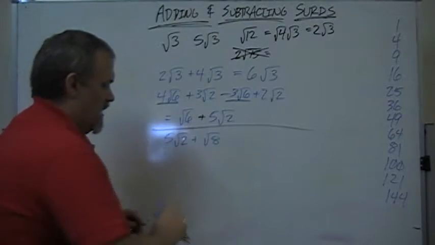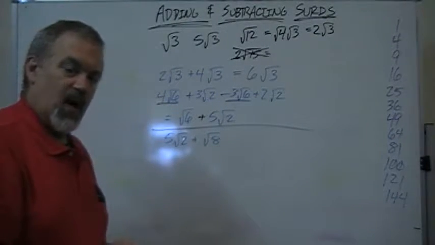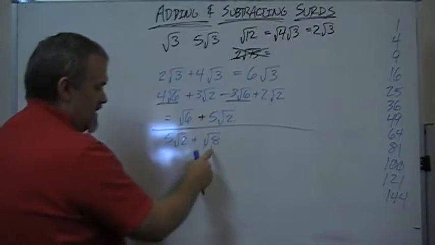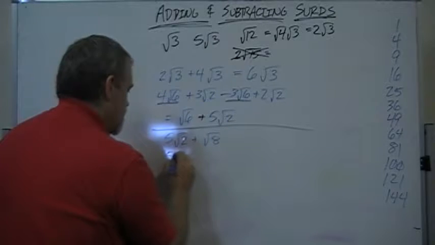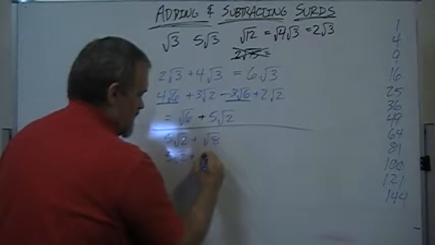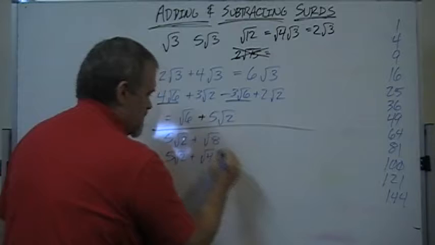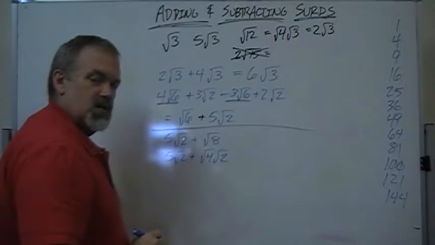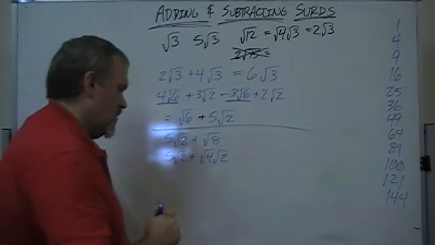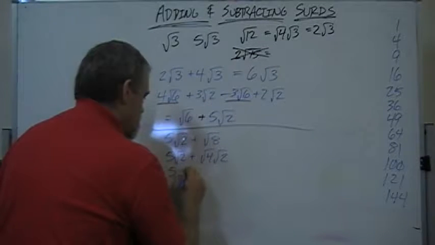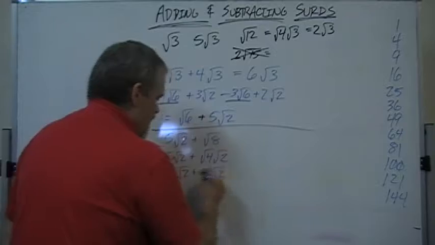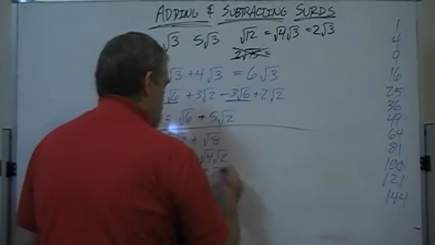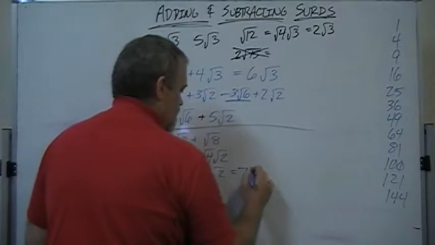So this, root 8, can be simplified to what? Well, we think about what's the biggest square factor that I can take out, and I can take out 4. So we get 5 root 2 plus root 4 root 2, since 4 times 2 is 8, and then we say, well, what is the square root of 4? 2. So we're left with 5 root 2 plus 2 root 2. Now we have like surds, so we can add them together, which gives me 5 and 2 is 7 root 2.